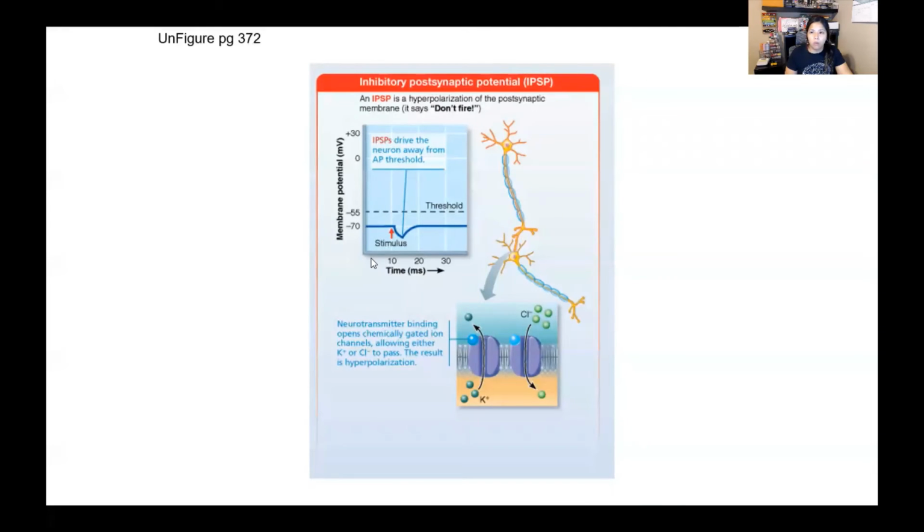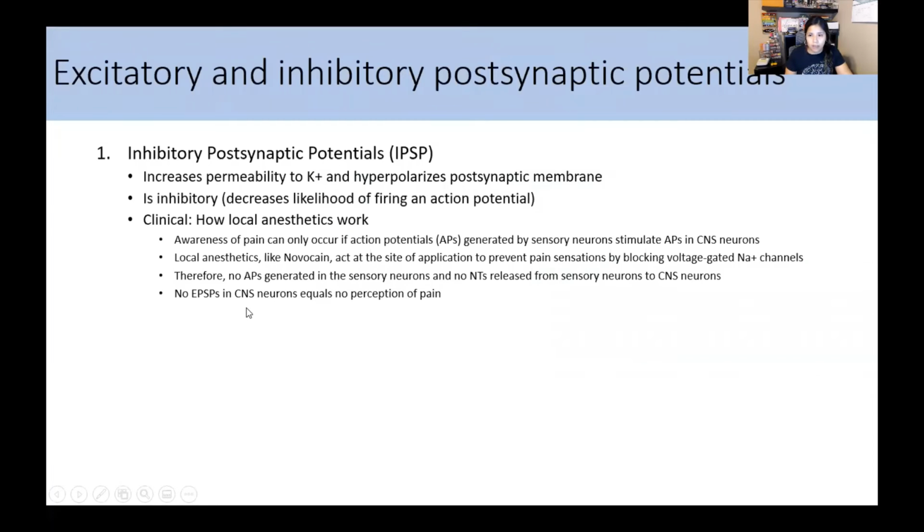So one thing that's inhibitory kind of in this way, not exactly in this way, are local anesthetics. Well, first of all, on awareness of pain, the only way that you can feel pain is if action potentials are generated by the sensory neurons in the area in which you have that pain. So with local anesthetics like Novocaine, like things that they use for dental work, they act at the site of application to prevent pain sensations. And how they do that is by blocking voltage-gated sodium channels.